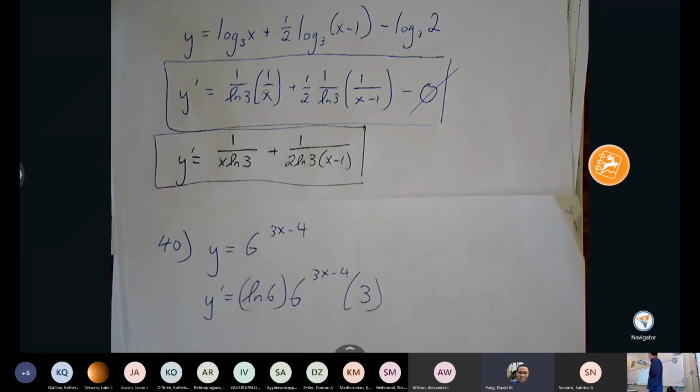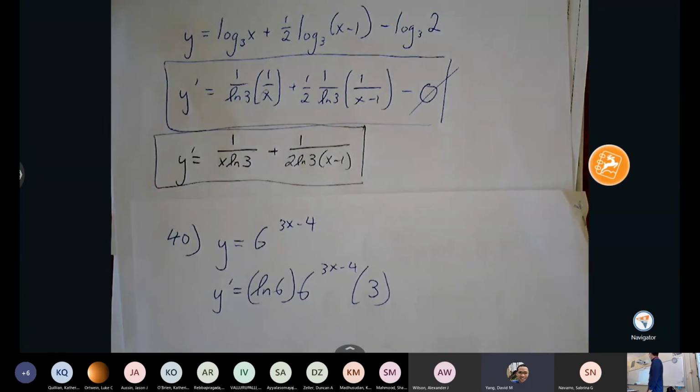Last one, number 40. Everything is set up and ready for the derivative rule. So we jump directly into our derivative rule. Natural log of a times a to the u times u prime. All right, any questions?